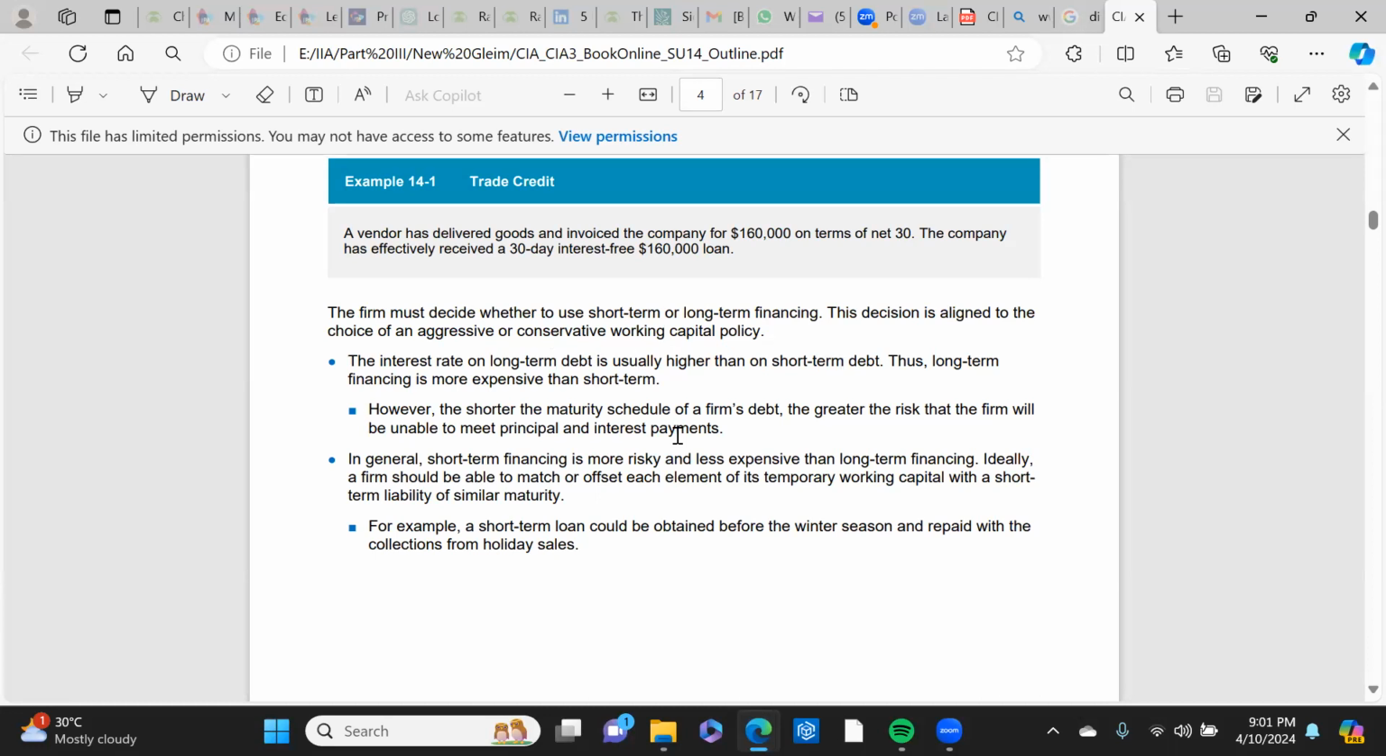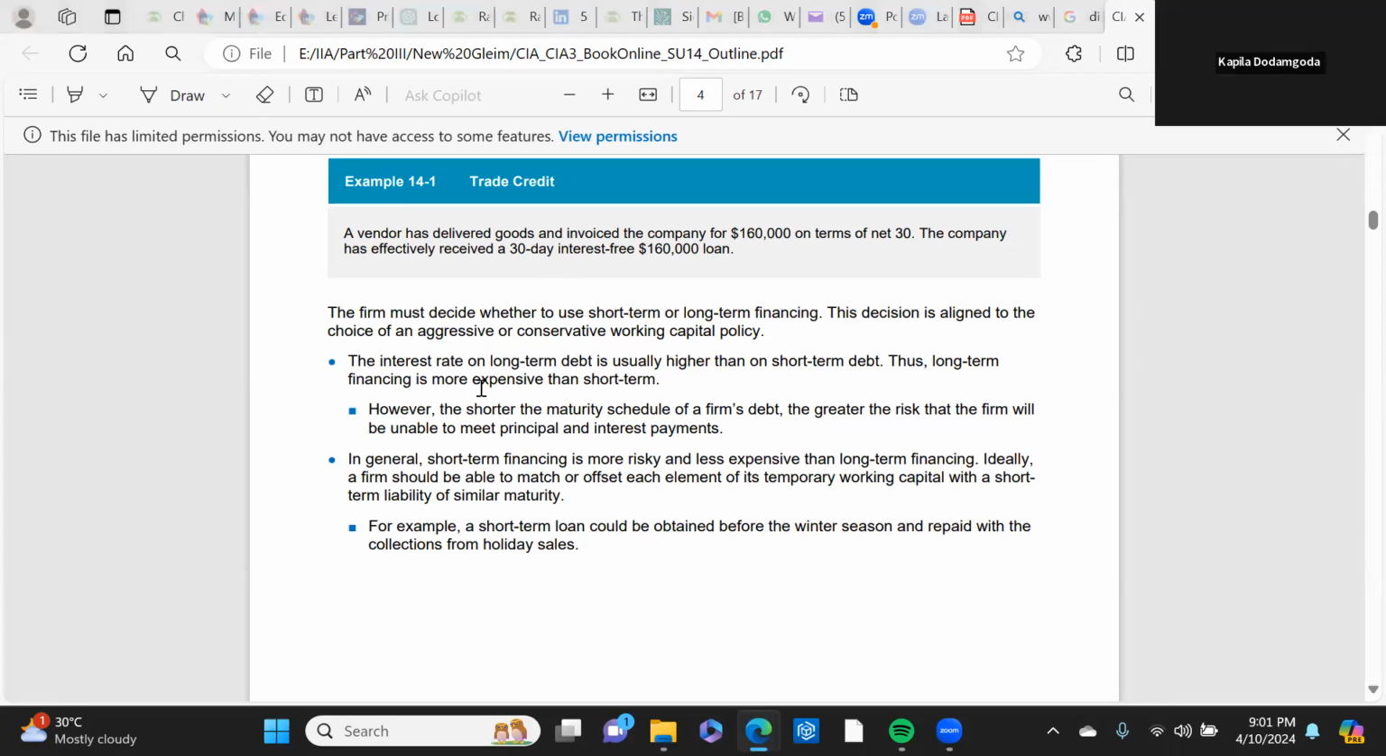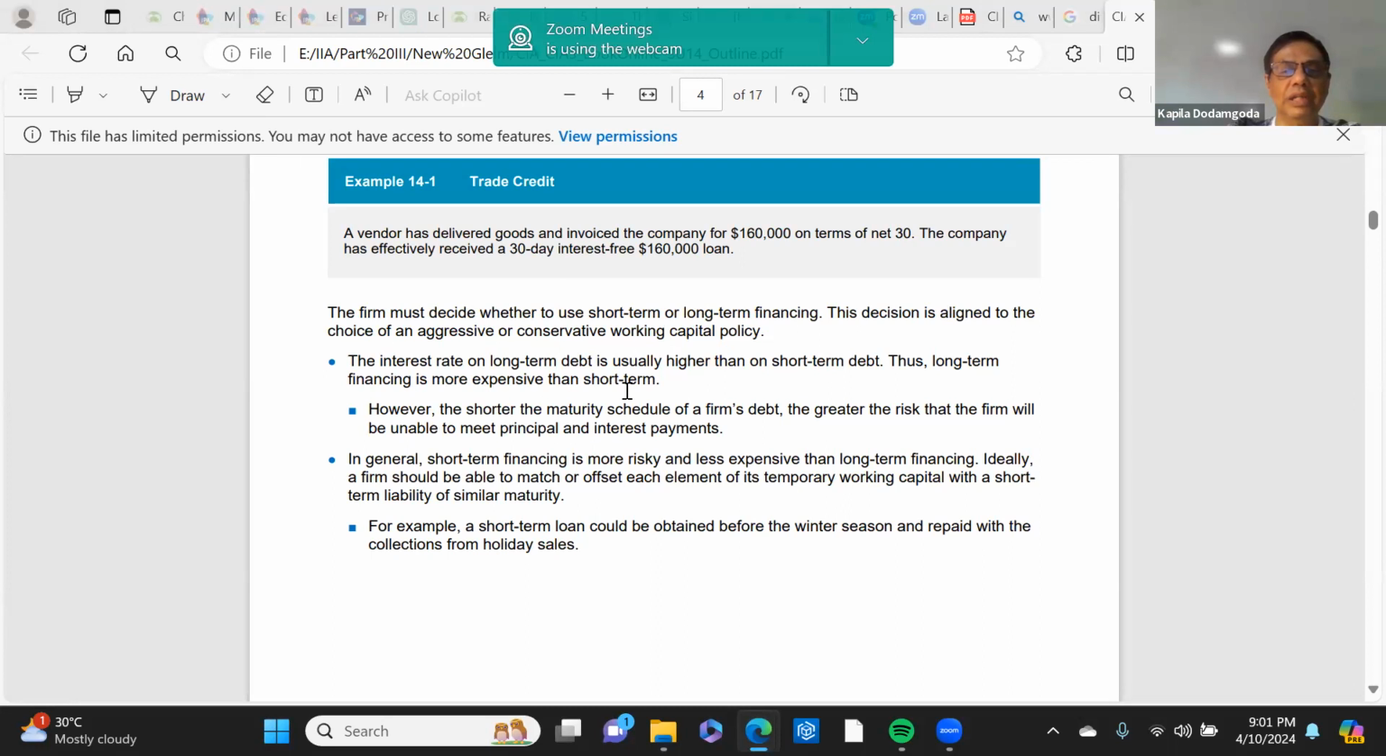So that is why, when you have a conservative working capital policy, you have more long-term funding sources to fund the working capital. Obviously, long-term funding is coming at a higher cost, but to be conservative and avoid risk, you are willing to incur a higher cost. Long-term financing is more expensive than short-term. However, the shorter the maturity schedule of a firm's debt, the greater the risk that the firm will be unable to meet principal and interest payments. On the other hand, with longer terms there is more chance that you can plan and accumulate funds to meet the principal repayment and the interest payment.